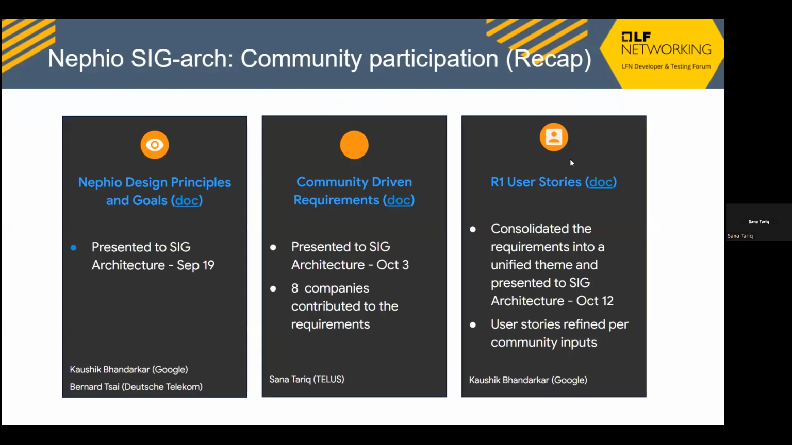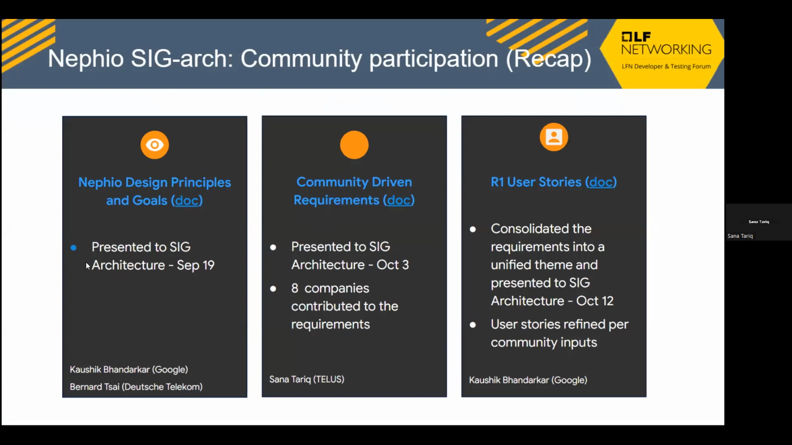With that, we'll give you a quick recap of what we have accomplished so far as a community since inception. So we came up with the Nephio design principles, and the doc is shared in this tab. If you receive the slides, which we'll upload to the wiki, you should be able to get to these resources, the ones that I'm mentioning here.